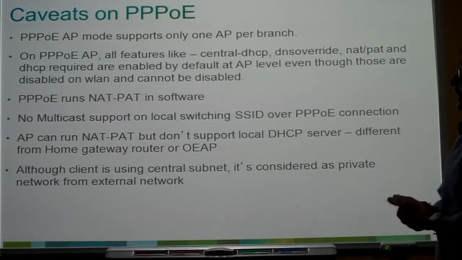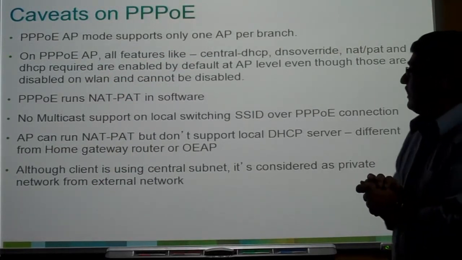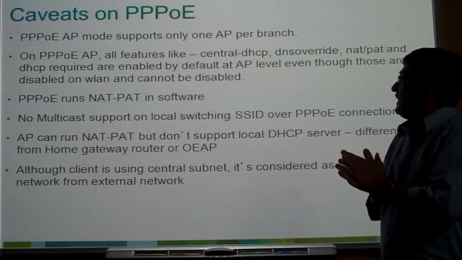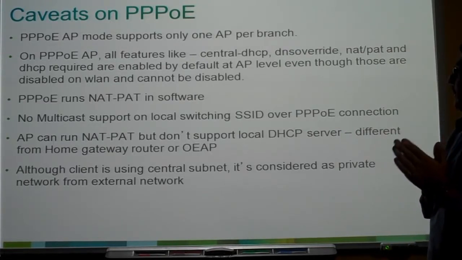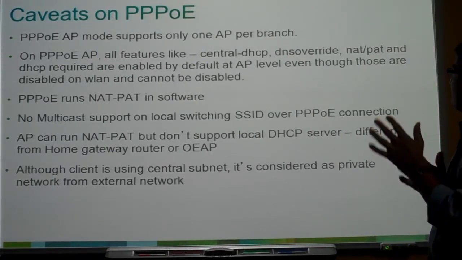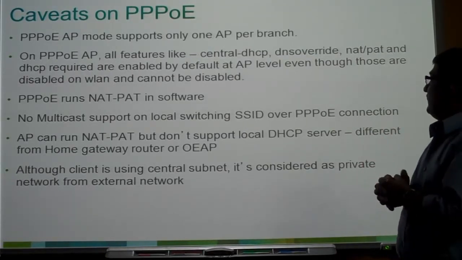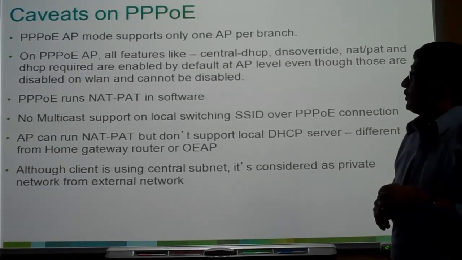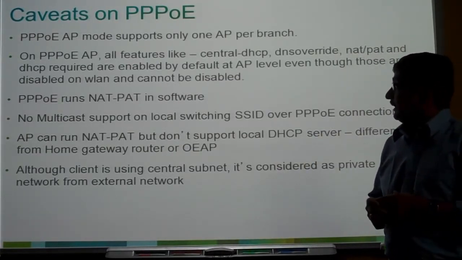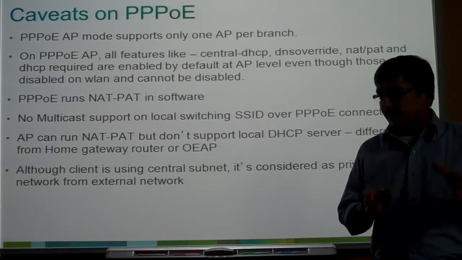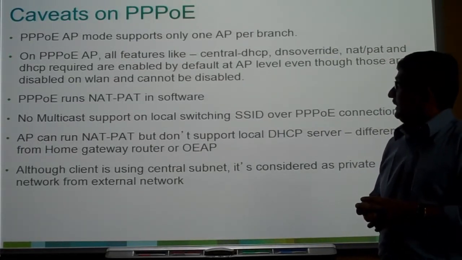Some of the caveats you have to remember: there's only one AP per branch supported, and all the features like central DHCP, DNS override, NAT-PAT are enabled by default at the AP level, even though those are disabled on the WLAN and cannot be disabled. PAT is run in software, so there's no hardware; everything is done in software.